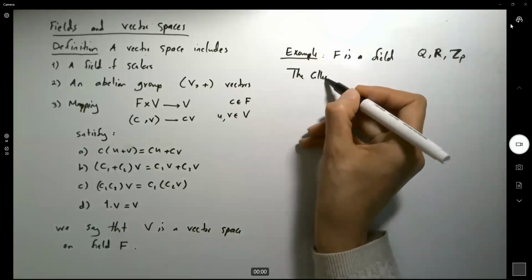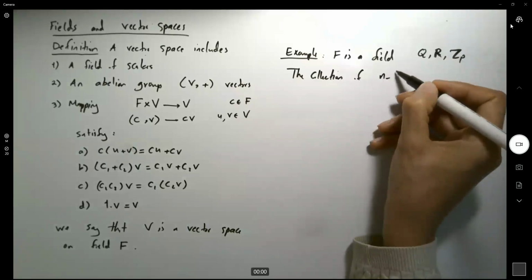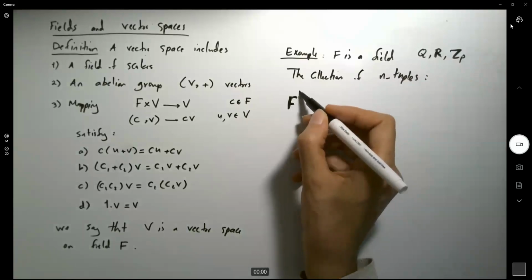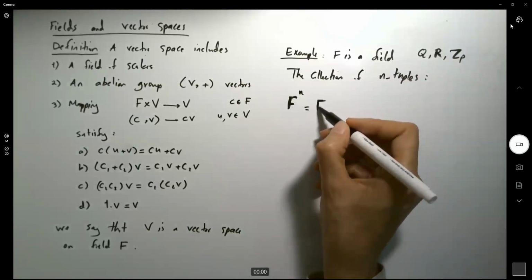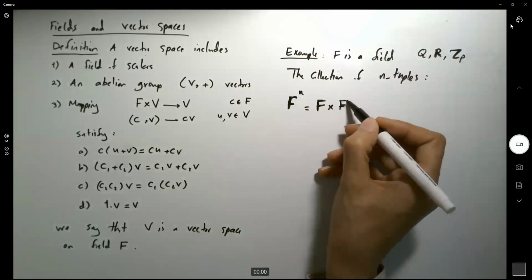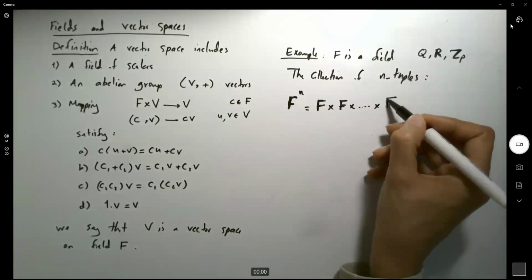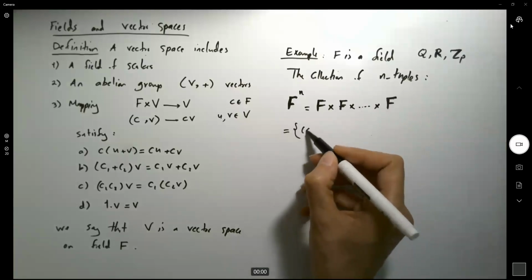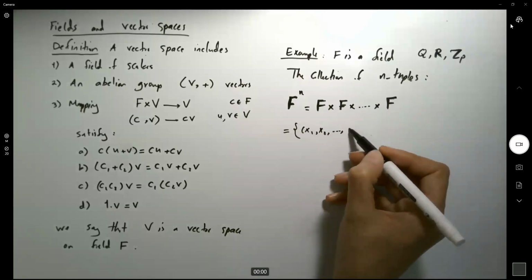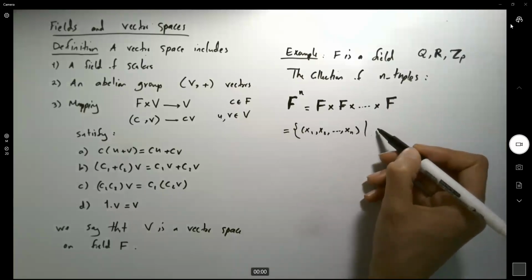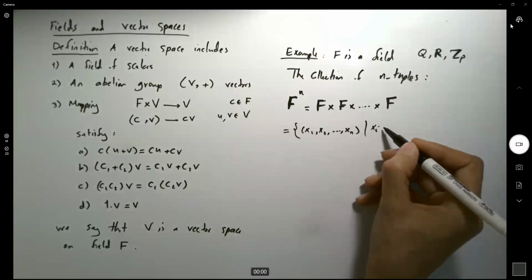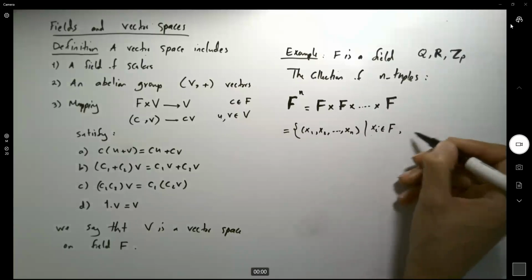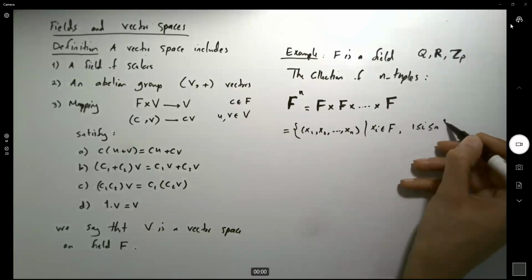The collection of n-tuples. We represent this by F to the n, which is basically the Cartesian product of F with F, continued n times. This is equal to the collection of (x1, x2, x3, ..., xn) such that each xi belongs to field F, where i is bounded between 1 and n.